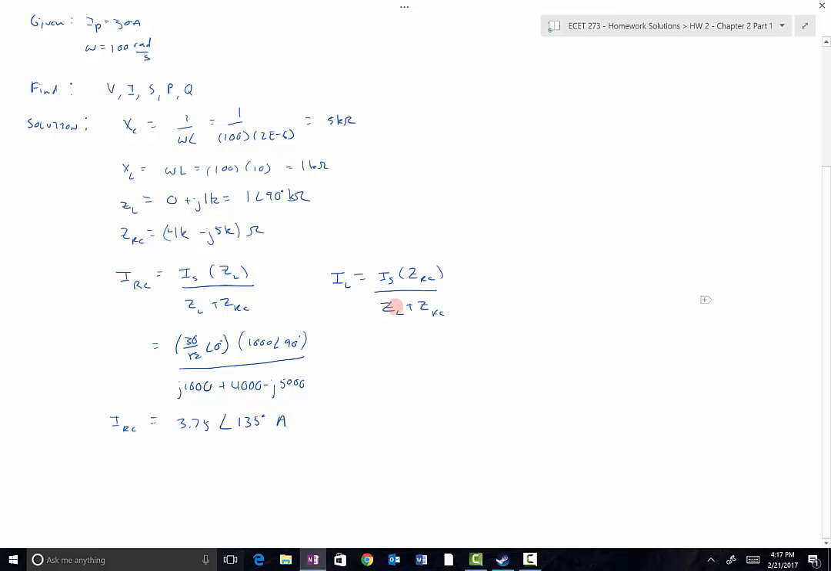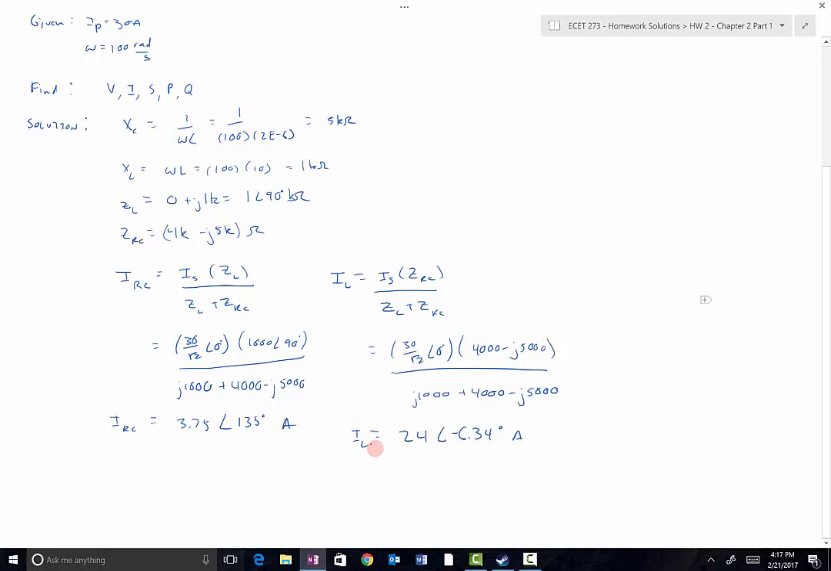I'm going to repeat the process for IL. You've got 30 over root 2 at angle 0 degrees. We need to multiply that by 4000 minus J5000, circuit impedance of the RC branch, and then we add the two together. So again, we have J1000 plus 4000 minus J5000 ohms. And so that's going to give us an answer for the IL branch of 24 at an angle of negative 6.34 degrees. I wrote amps for that. That's actually, nope, that's right, yeah, amps.